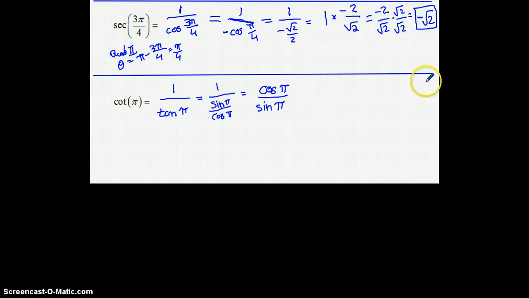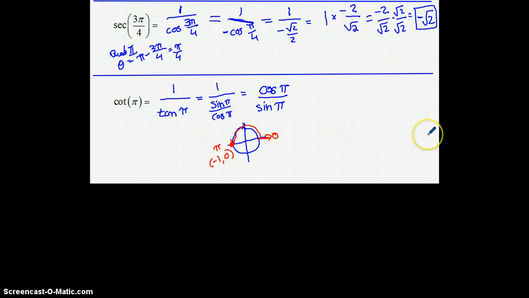Now, cosine of pi, I'm going to draw quickly a graph here of a unit circle. Now, the angle pi is halfway around the circle. So here you have 0, and here you have pi. This is the point -1, 0 on the unit circle. Remember that y equals sine of theta.